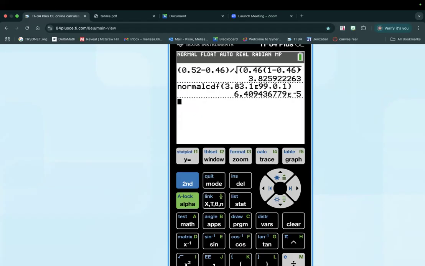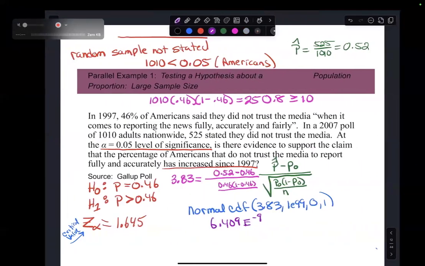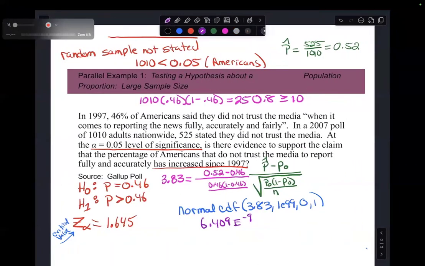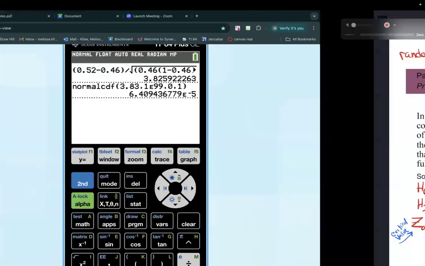This is scientific notation. So what this means is 6.4 times 10 to the negative fifth power. I'm going to write it on my screen and then I'm going to bop back over there. So I have 6.409, and I'm not going to put all those letters, E negative 5, all those numbers. So when I bop back over here, that was a 5, not a 9, right? Yep, okay.